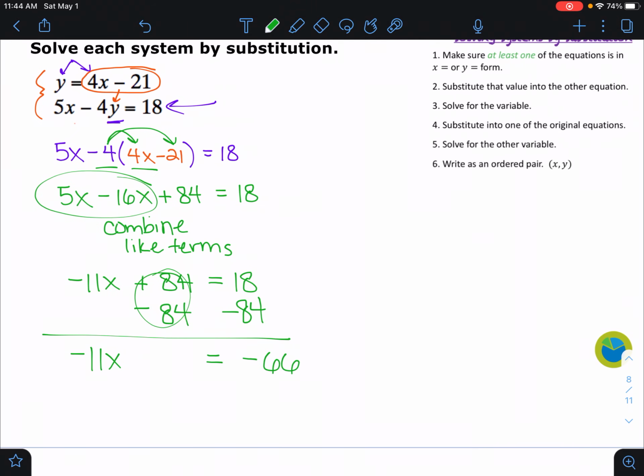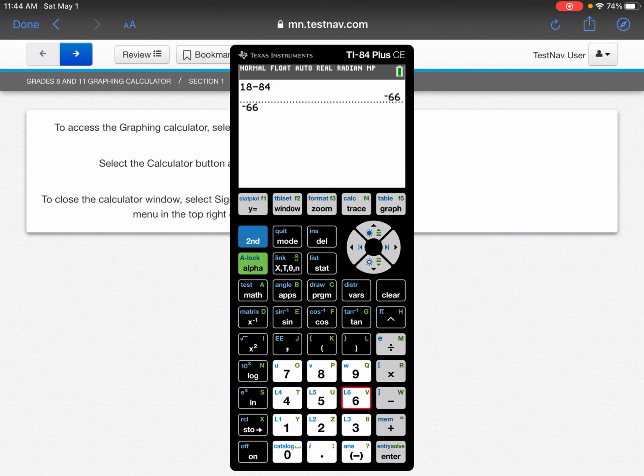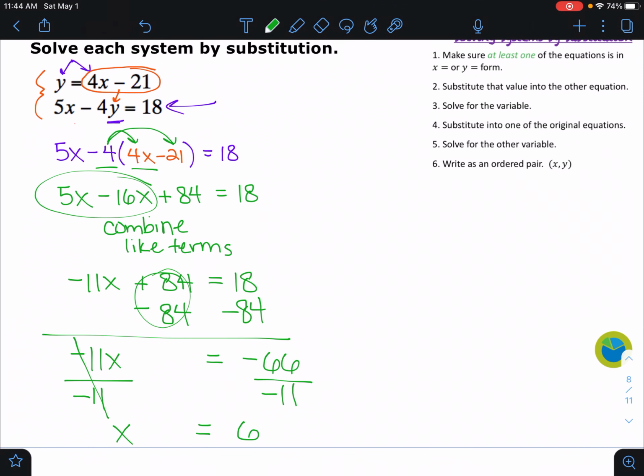Now, I know that this right here means multiplication. It's negative 11 times x. So I'm going to do the opposite, which is divide. So now I'm going to divide by negative 11 and make sure I do that on both sides. These cancel to 1, so 1x or just x equals negative 66 divided by negative 11, which is positive 6. So x equals 6.